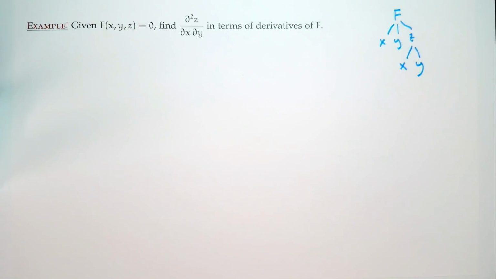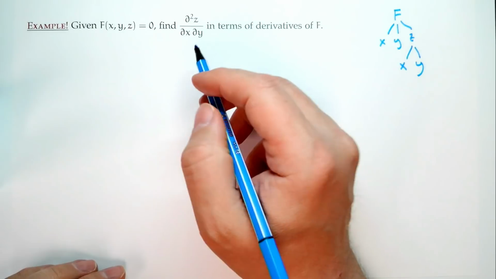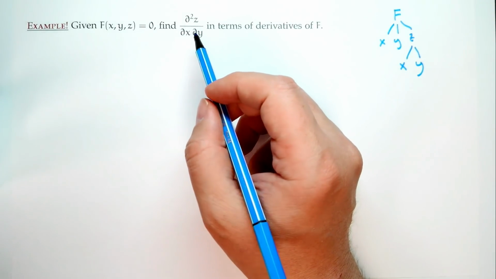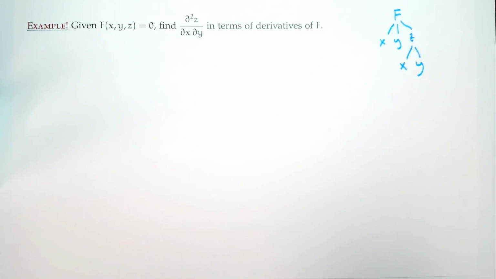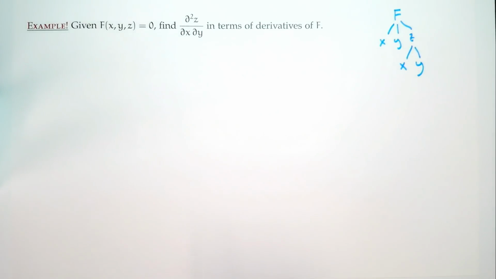Well, now that I know that z depends on x and y, I can ask the question, how is z changing with respect to y? But we're going to go even further. The second order derivative of z with respect to x and y. So it means I have to take two derivatives. So we're going to find this in terms of the derivatives of f. All right. Well, this should be fun.